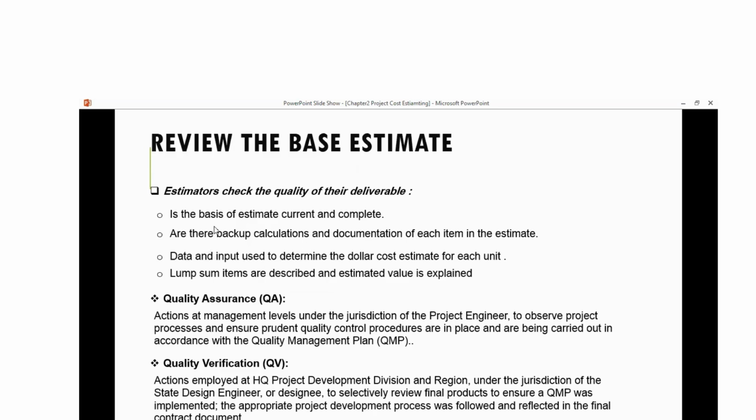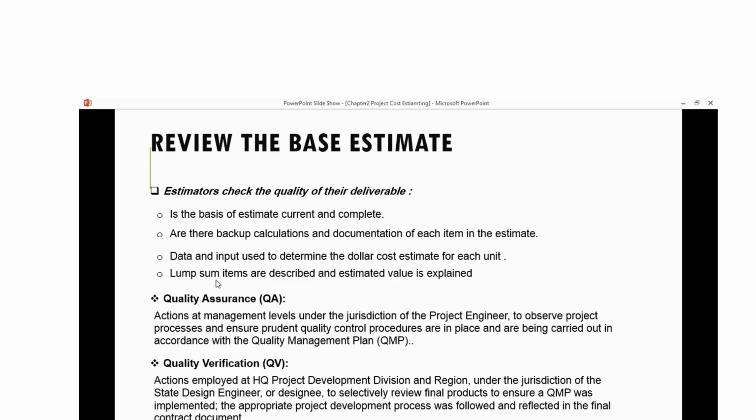You need to have the backup calculations and the documentation of each item to be estimated. So you need to have as well a buffer for every estimate. Data and input usage: remind the dollar estimate for each unit. As we stated, you need to state what the amount of dollars is for each year you're going to be using, or the current year, what the dollar amount is.